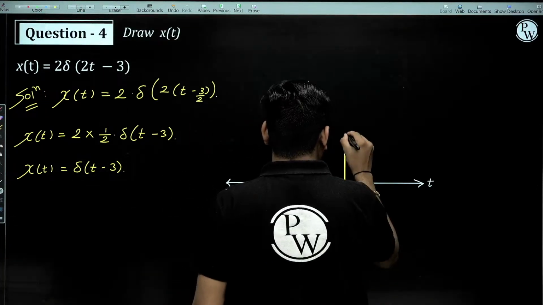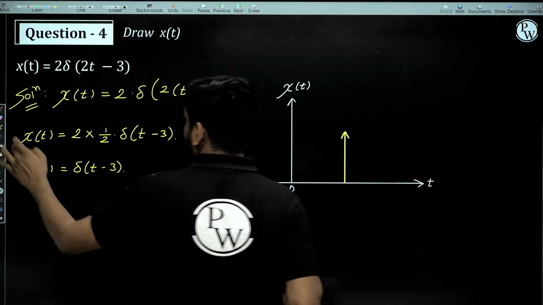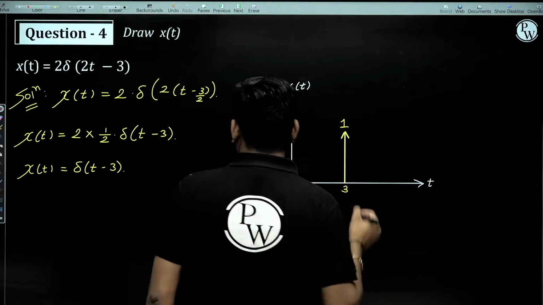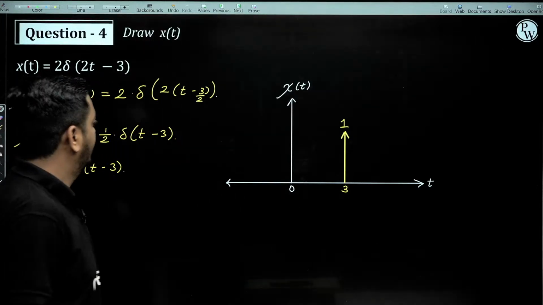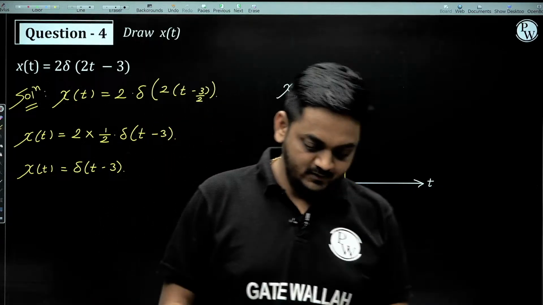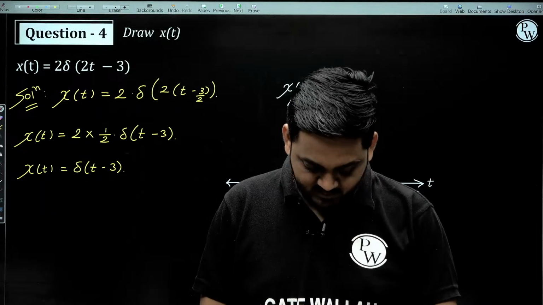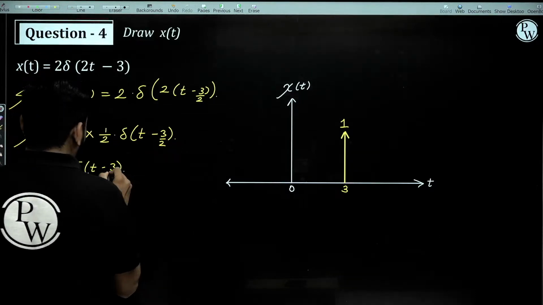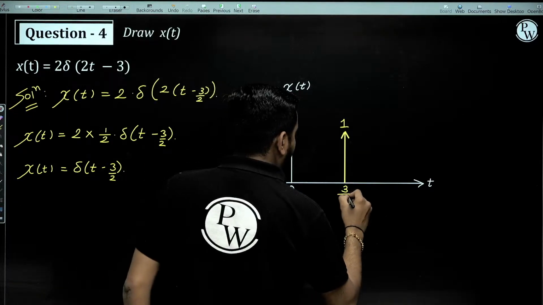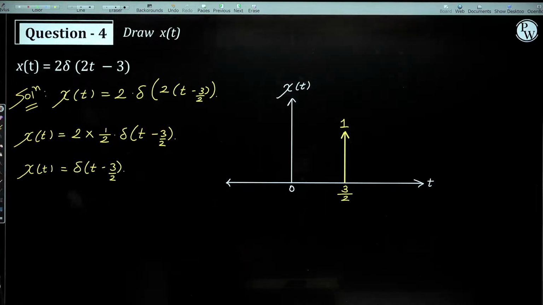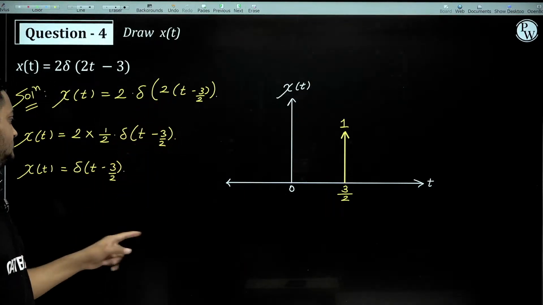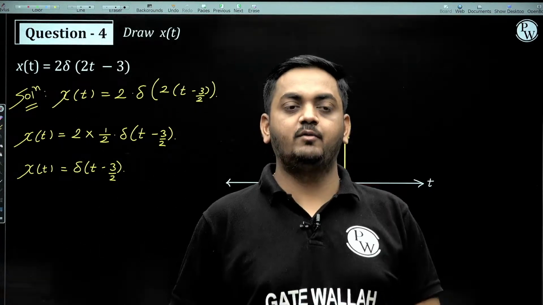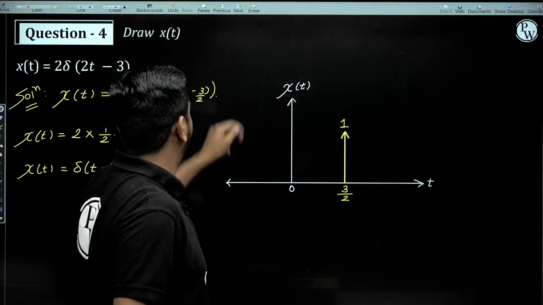Here the area is 1. So this is the answer of question number 4. Delta of t minus, sorry, 3 by 2, my mistake. Here 3 by 2 is there, because you are taking 2 common. So this impulse is located at 3 by 2, that is 1.5. Clear to everyone? So this is question number 4.